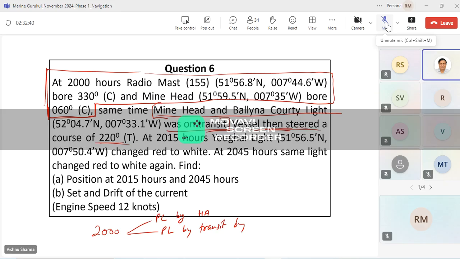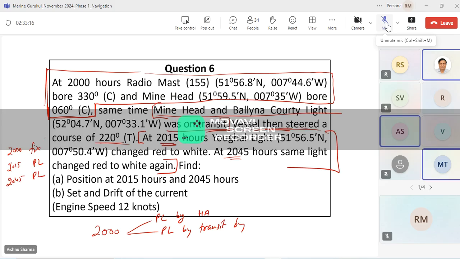Now, from that fix, the vessel knows to steer. What does this information from here to here now give me? This part of the question, what does it give me? Position lines. We get position lines by which method? Light sectors, sector boundaries. PL by sector boundaries. So at 2000 hours, you will have a fix. At 2015, you will have a PL. At 2045, you will have another PL. Am I right, guys, if I make these inferences? Yes, sir.